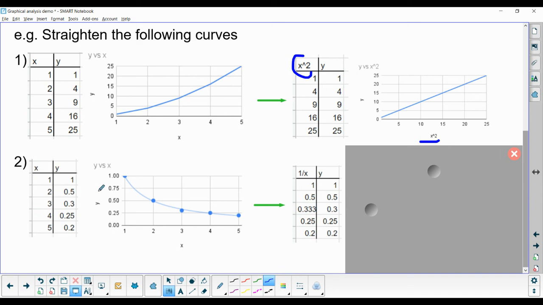So the reciprocal of 1 is 1. The reciprocal of 2 is half. The reciprocal of 3 is 1/3 or 0.33, and so on. And now we can graph this, our new data table.